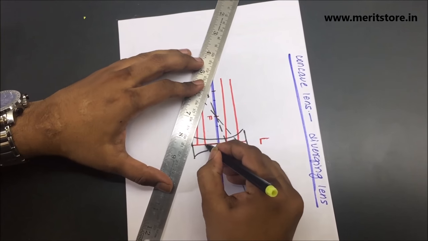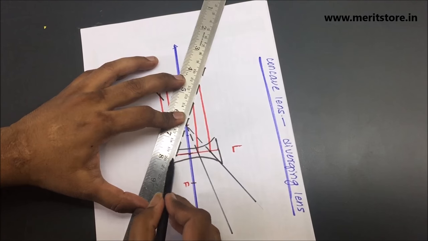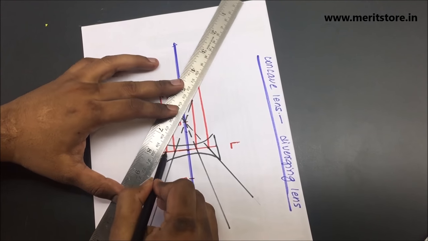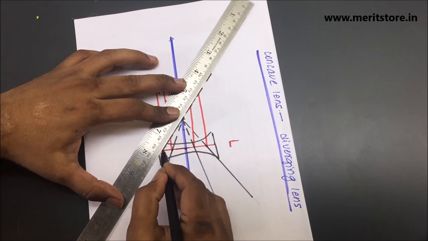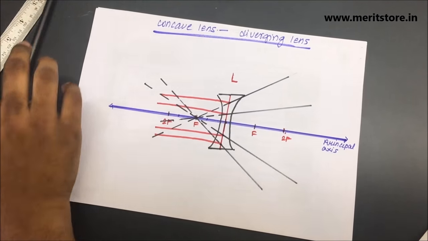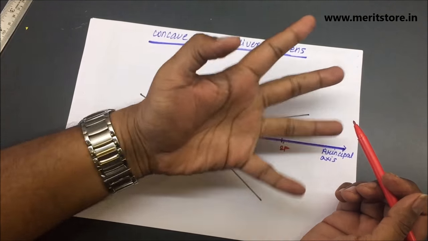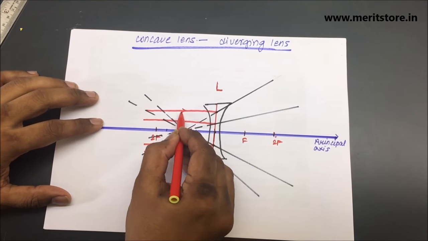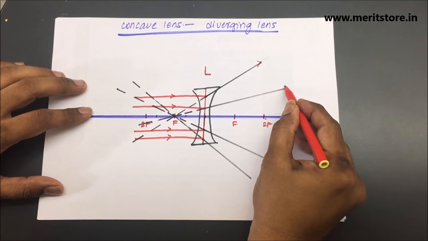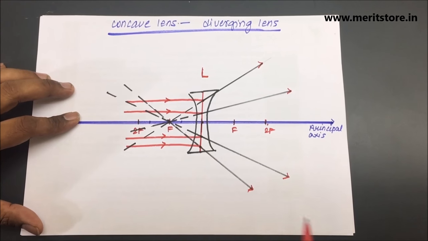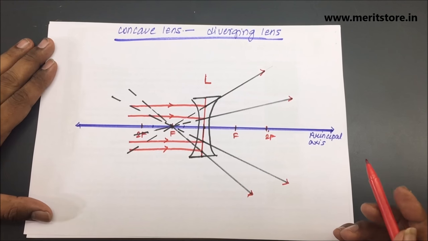Same over here. I'm going to take this point and this point. It's going to be dotted till this point. And from here, it's going to be straight. Same thing. I'm going to do this dotted and from here, it's going to go straight. So here we're going to talk about the concave lens being a diverging lens. Again, on both sides of the lens, I'll put the arrow. One on this side and one on this side. So this is how we're going to say the focal length and the concave lens, a diverging lens.